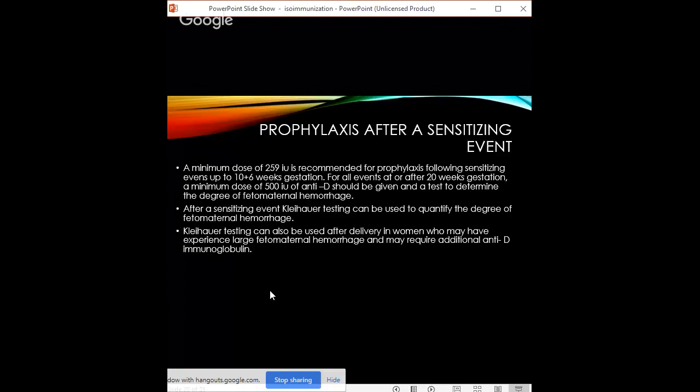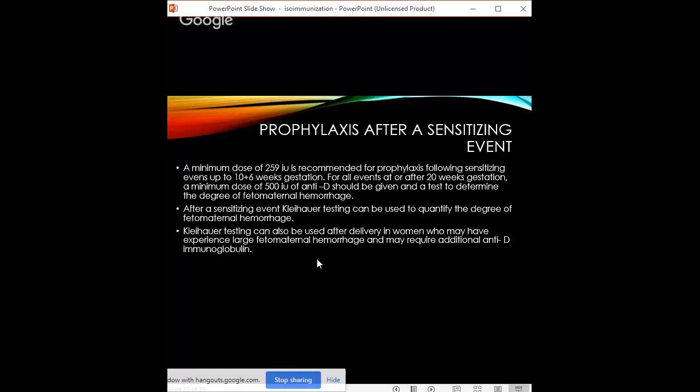Yes, right. So you swapped your 9s with your 0s, apparently. So the minimum dose is 250 international units, and the sensitizing events for which you give 250 are up to 19 weeks and 6 days, if that makes more sense to you. So after 12 weeks and up to 19 weeks and 6 days, you give 250 as a minimum. And then after that, you give 500.